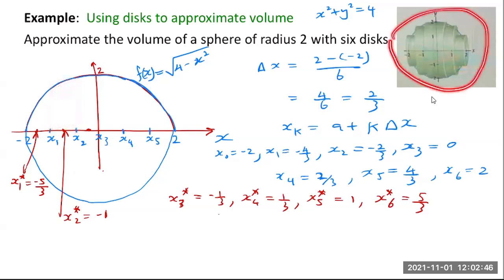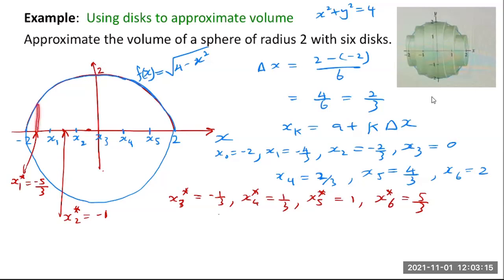Here is the picture. When you're done with this, you get 6 disks, right? As you can see, the sum of the volumes of those 6 disks would be a good approximation for the volume of the sphere. That's the idea. Okay. So what we need to do is find the sum of the volumes of those 6 disks. So let's find the volume of the first disk.